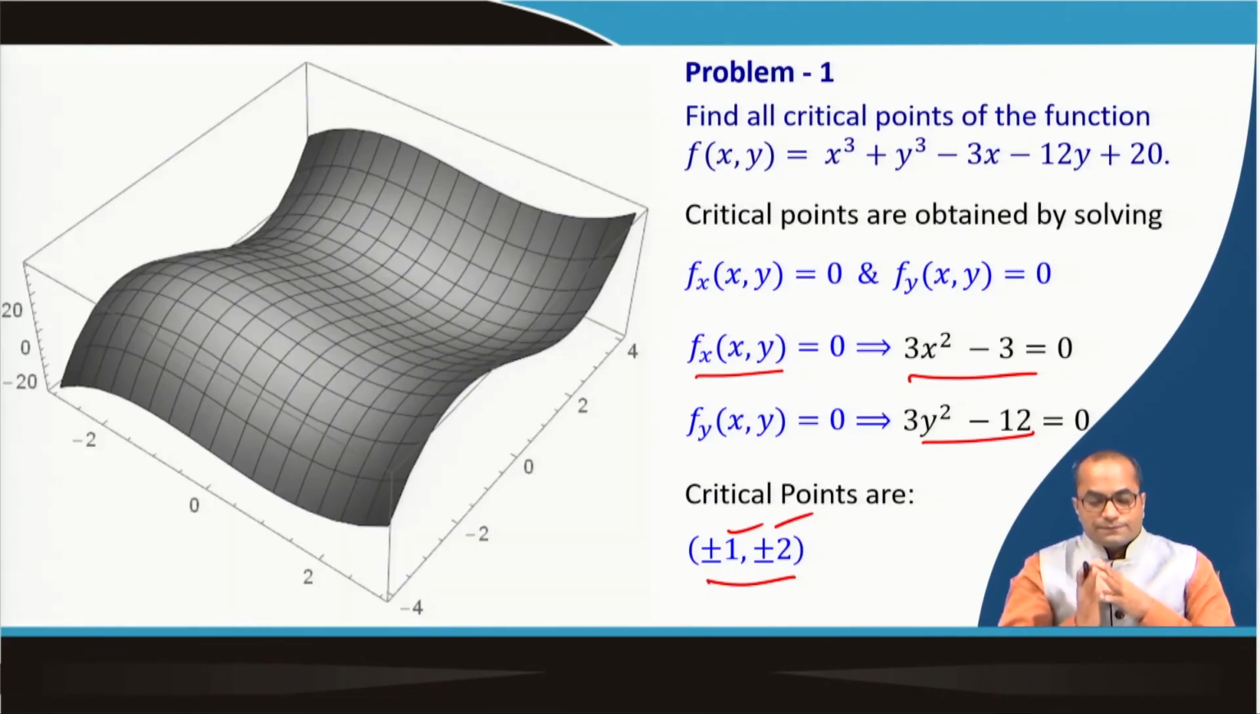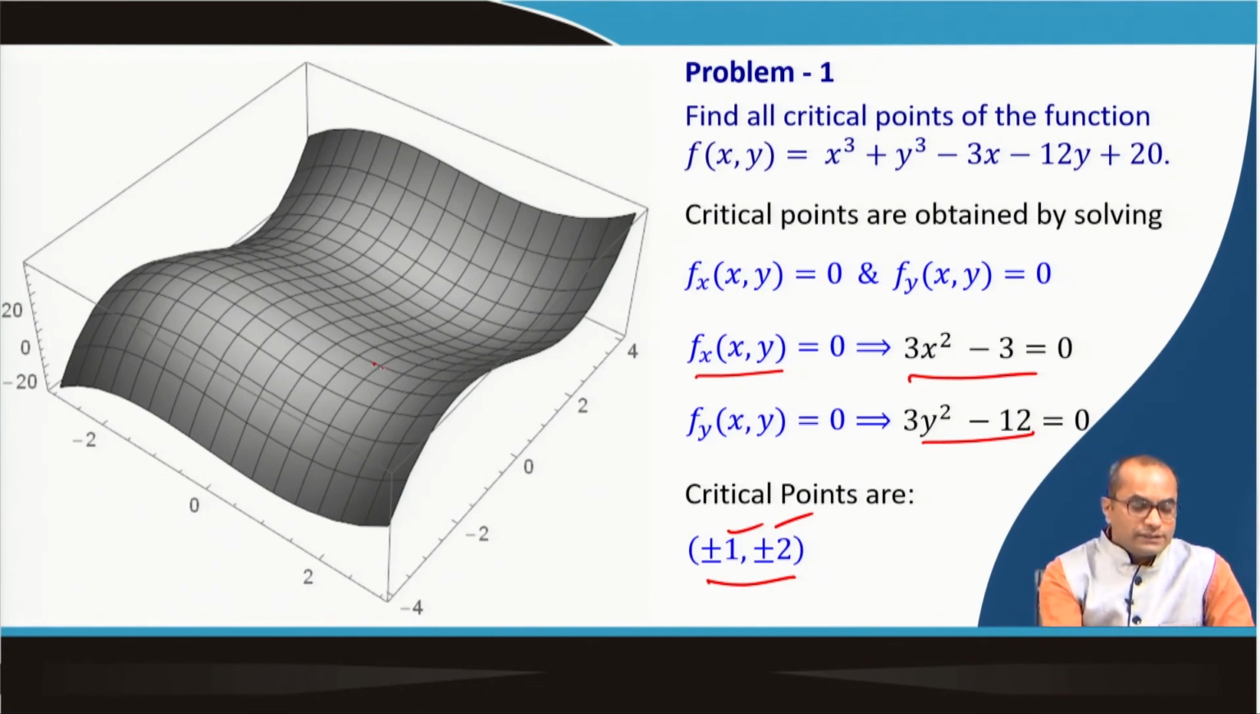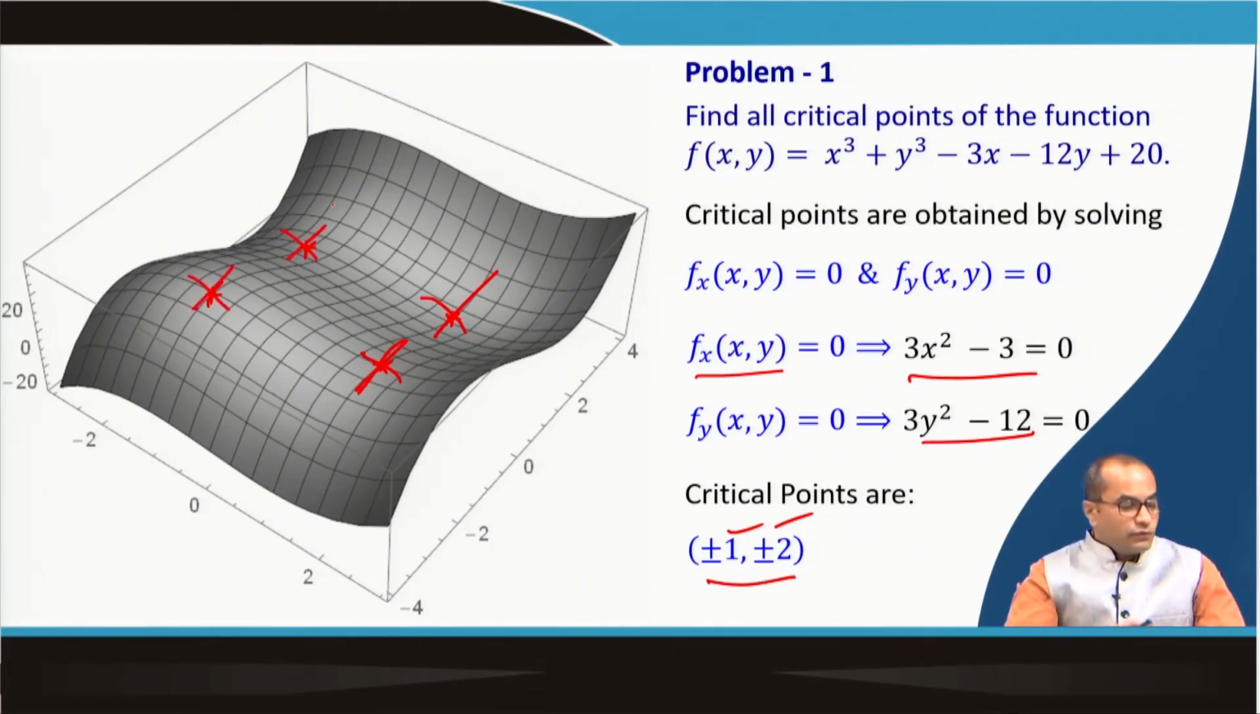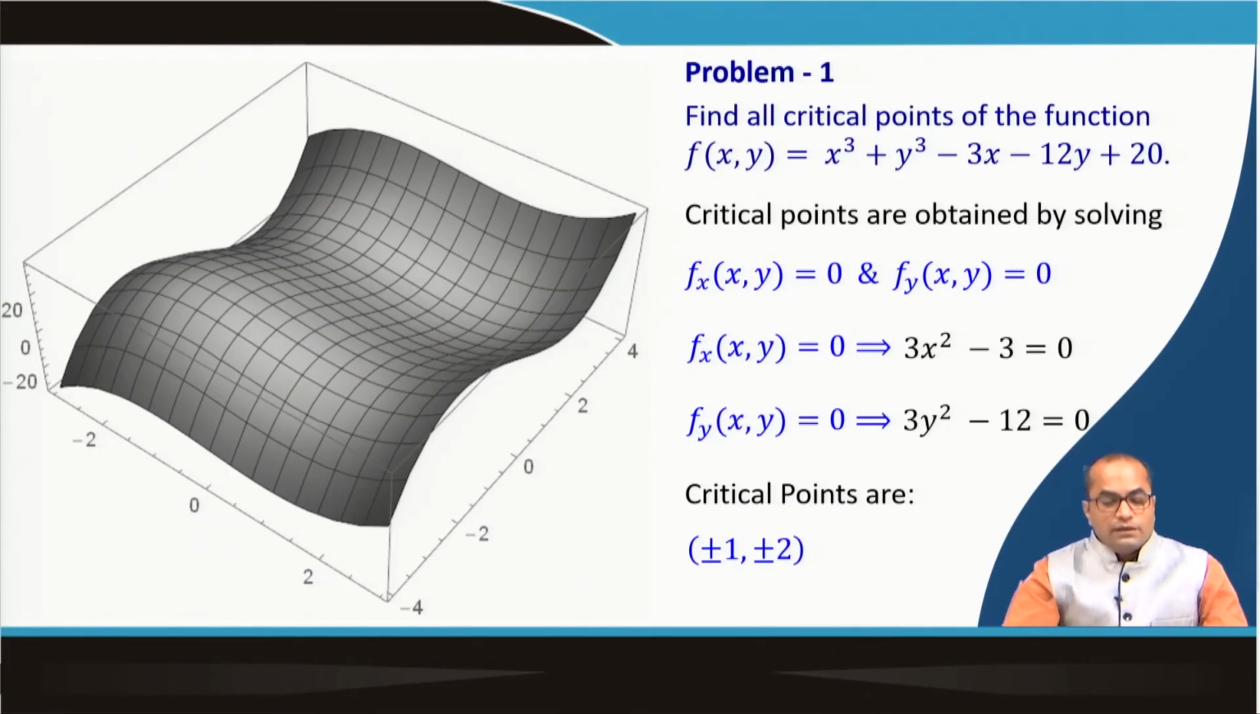If you draw this, you can also visualize that there will be a point here, a point there, a point here and here, where these derivatives with respect to x and with respect to y are 0. So there are 4 critical points for this function f(x,y).